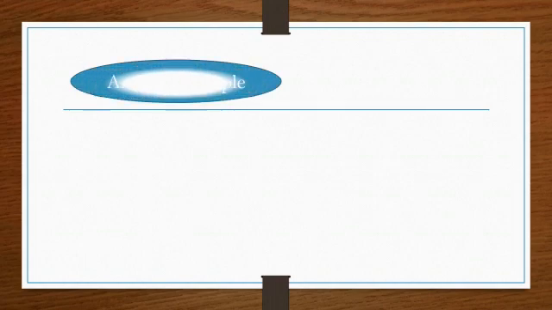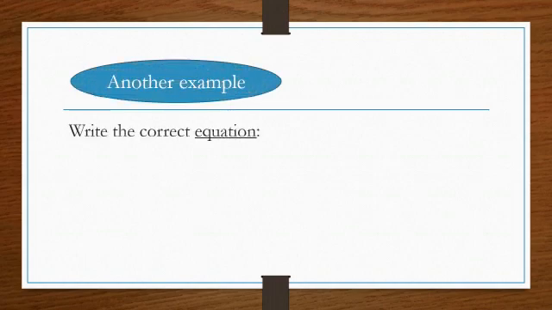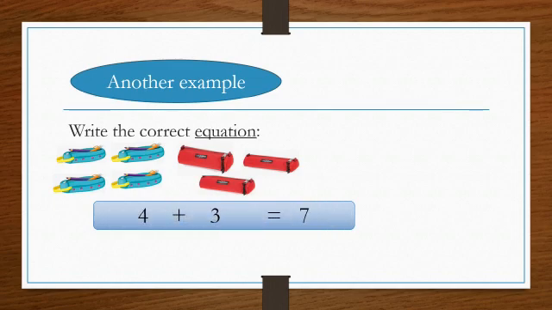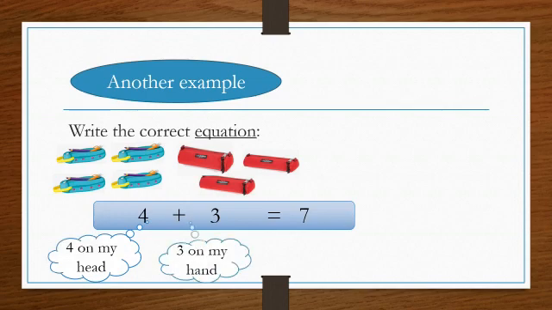Let us take another example. We are going to write the correct equation. We have 1, 2, 3, 4 blue pencil cases and 1, 2, 3 red pencil cases. So 4 plus 3. In order to know the answer, we put 4 on my head and 3 on my hand. So 4, 5, 6, 7. So the answer is equal to 7.